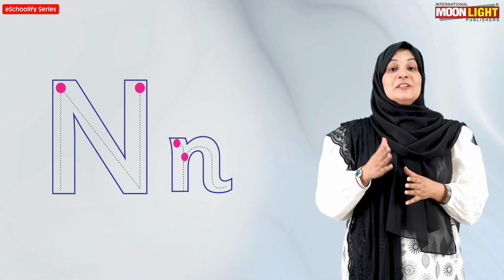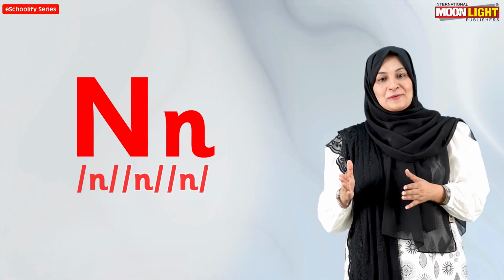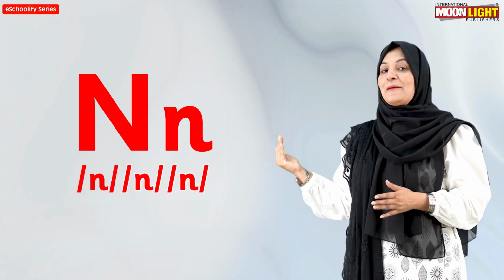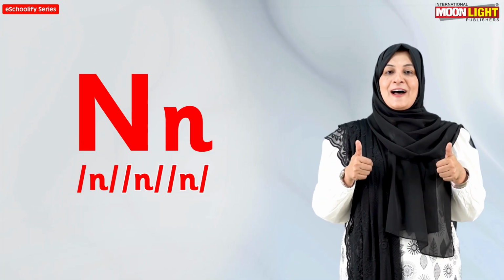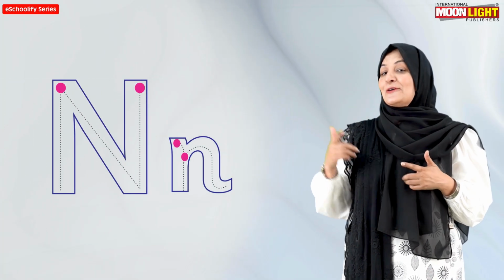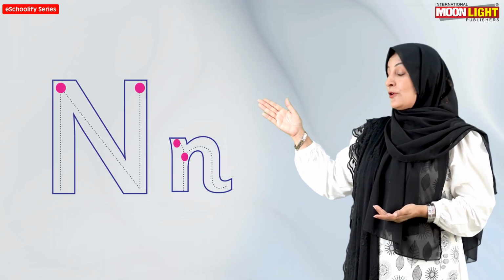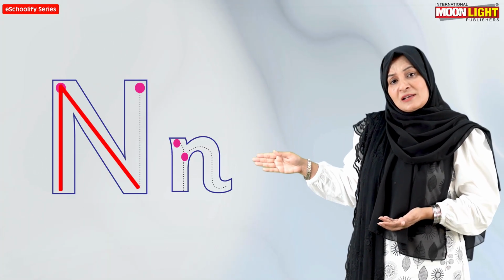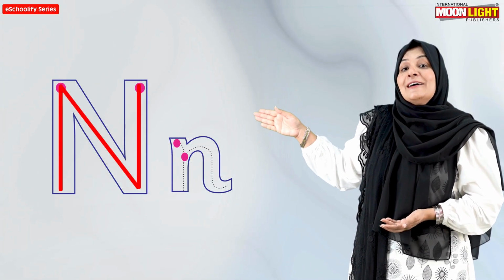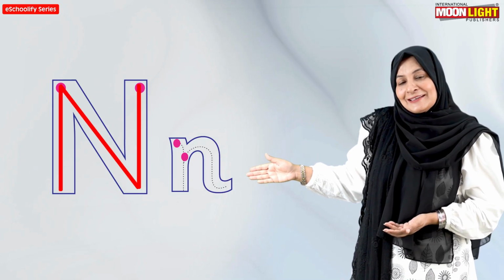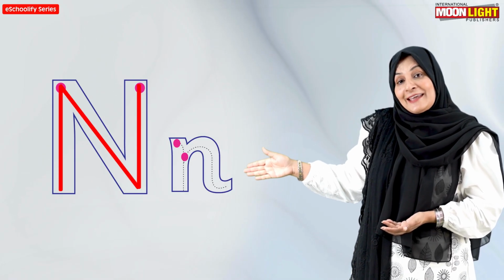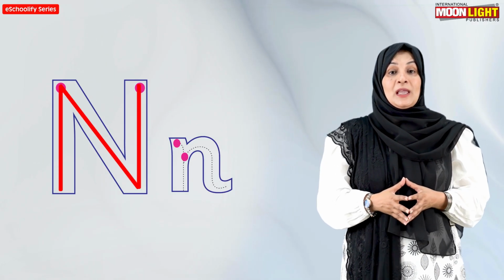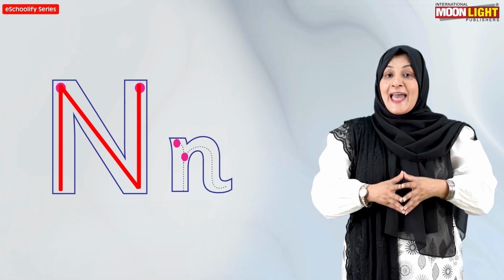Now we will teach the formation, sound, and all the vocabulary words with fun. Let's start how to write it. Start from the first line, come straight down, make a slant line, come and go straight down. Make a straight line again. It will make capital N.